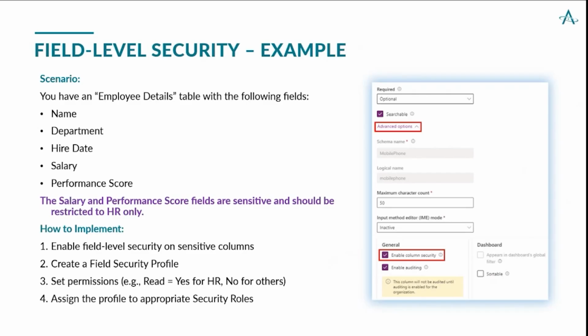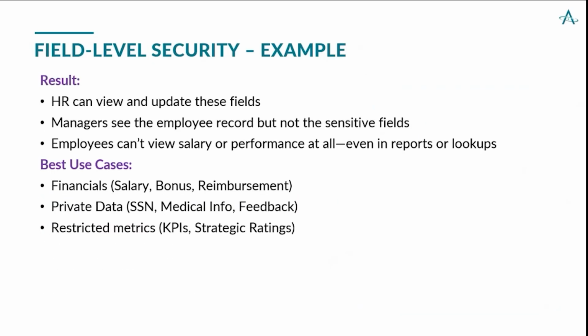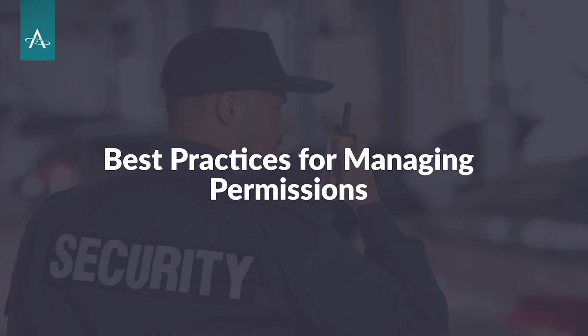So, what do we do? First, enable field level security on those sensitive fields. Then, create a field security profile, assign permissions like giving HR read and write access and restricting all other roles. Finally, link the profile to your HR security role. Now, when the managers or employees access the same record, those fields are either hidden or disabled, even in lookups, charts, and views. It's a great way to protect sensitive data while still keeping the rest of the record accessible and useful.